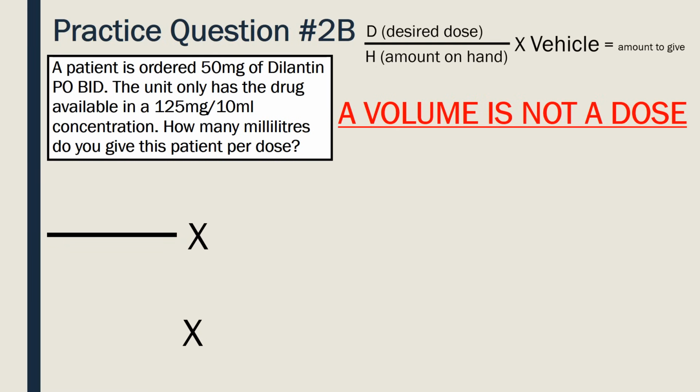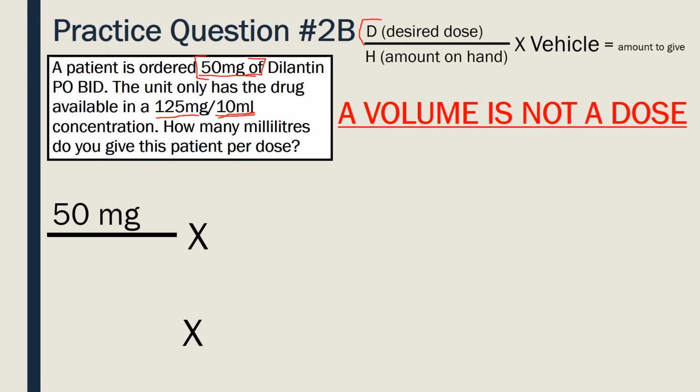Now this question is almost identical to the last question. So the patient has ordered 50 milligrams of Dilantin PO/BID. Again, this is what the patient has ordered. The unit only has the drug available in 125 milligrams per 10 milliliter concentration. So this part is the same, but this part has changed. And now look, this is just the vehicle that has changed, and the actual dose that the patient required is exactly the same. Nothing has changed at all. So let's run through this question and see how much of a different result we get.